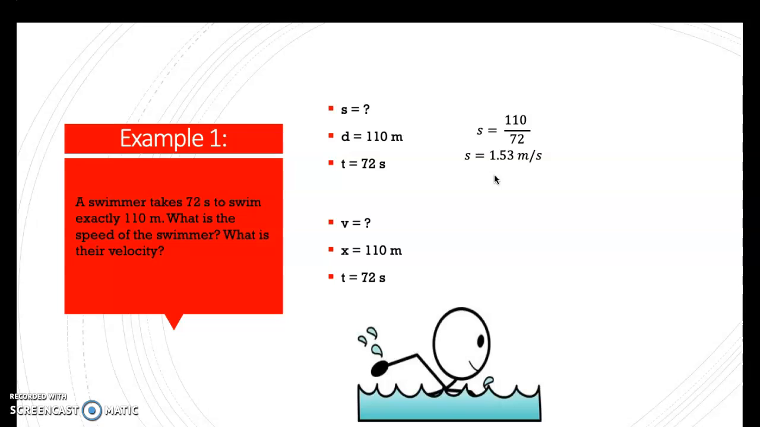My velocity, I do the same thing. I'm going to list all three variables. In this case, because the swimmer only went in one direction, the displacement is identical to the distance. So in the end, my speed and my velocity are both 1.53 meters per second.